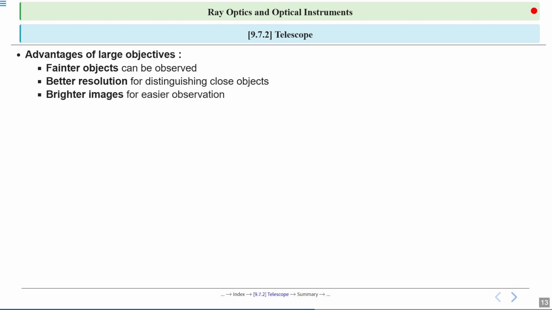The third advantage is that large objectives provide brighter images. This makes it easier for astronomers to study celestial objects in detail, as the images are more vivid and easier to analyze.